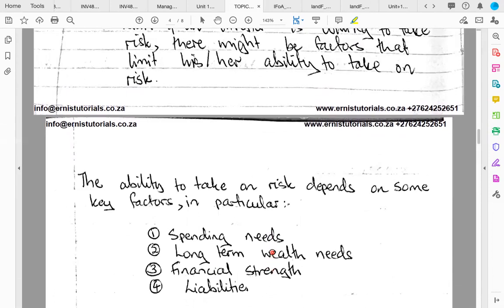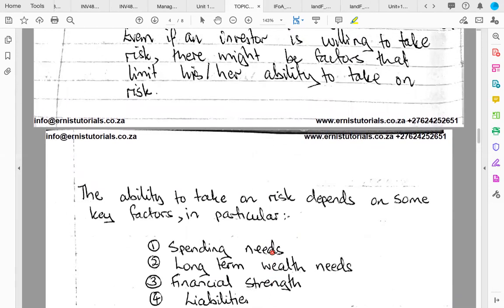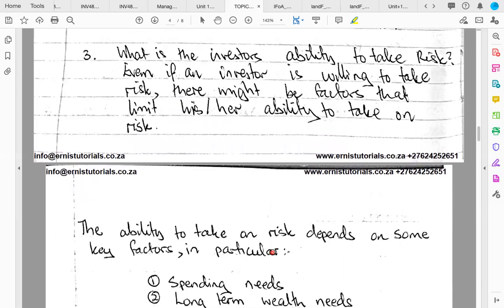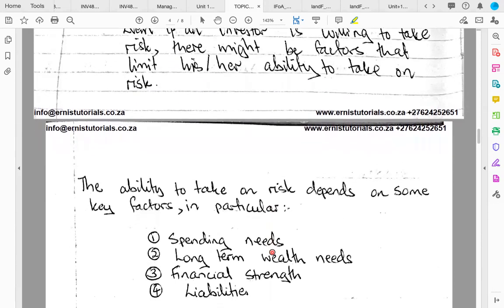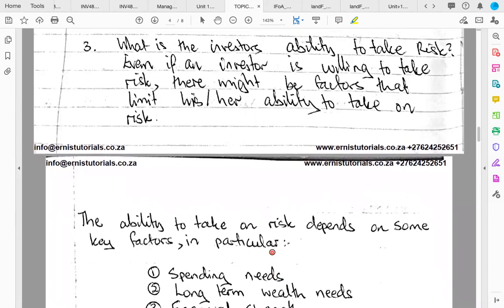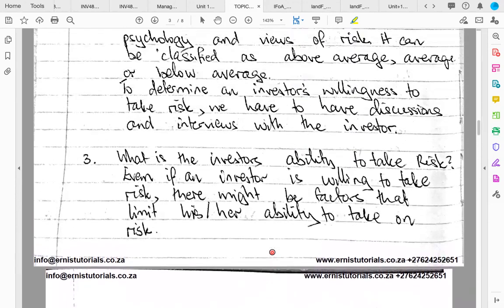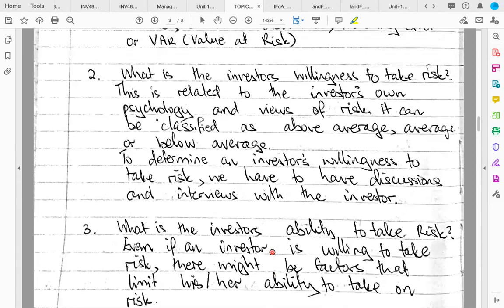So as a consultant or a portfolio manager, you would need to better understand the investor. Where do they stand with regards to their financial strength? Do they have a lot of cash available? Do they have a lot of expenses they need to meet regularly? So that then determines how able an investor is to take on risk. So there's a difference. There's a willingness to take on risk and an ability to take on risk.